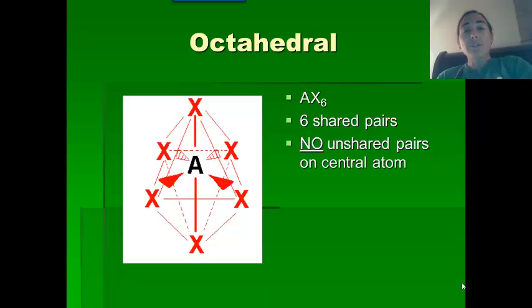So those are all of the geometries. What you need to keep in mind is looking for the central atom and looking for unshared pairs there. If there are unshared pairs, it's going to affect the geometry. You need to practice memorizing these and learning what to look for in a formula when you decide that shape.